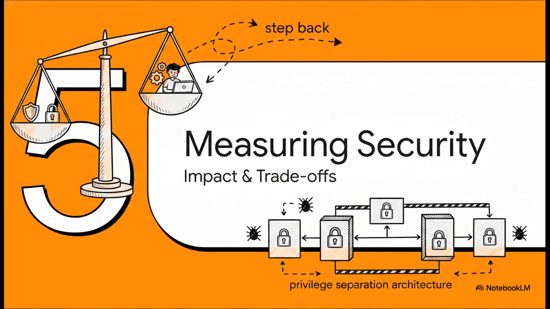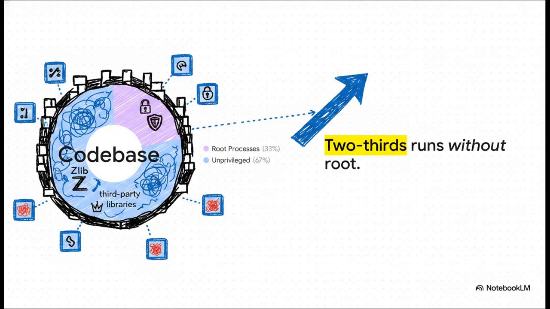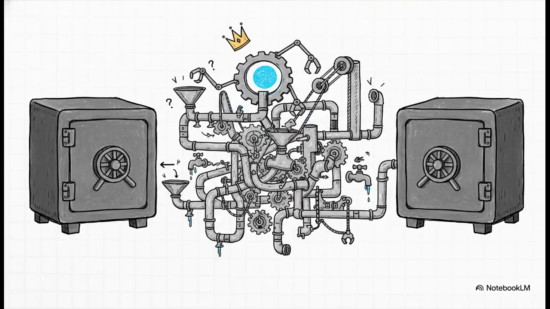Section 5. Measuring the security gains. Let's step back and look at the actual numbers here because the impact is staggering. By isolating the heaviest, most complex code into unprivileged boxes, roughly 2/3 of the OpenSSH codebase, including those risky third-party libraries like zlib, now runs completely without root access. So if a bug fires in zlib today, it fires inside that empty, powerless box. But, of course, there's always a catch.